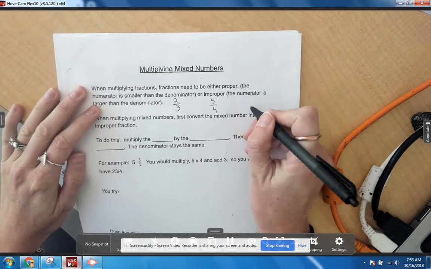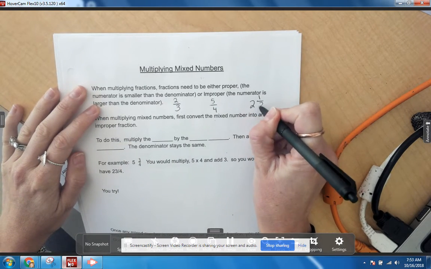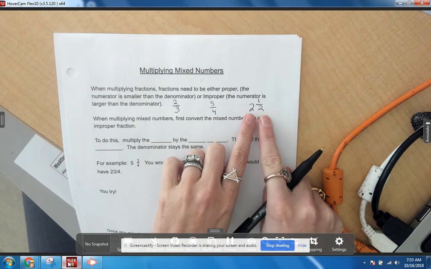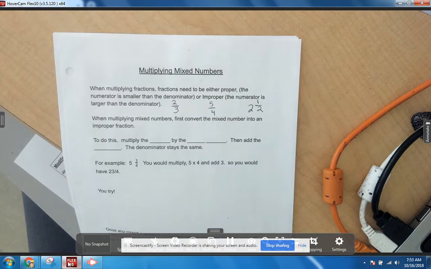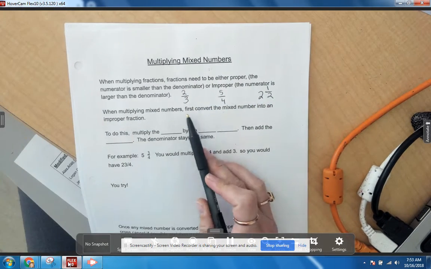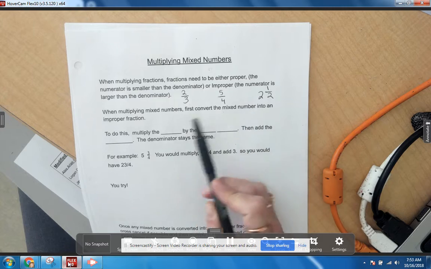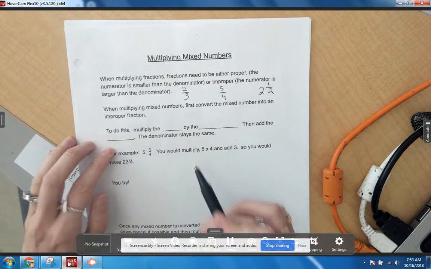Those are the ones that look like this. So when you have a whole number with a fraction attached, you cannot multiply these. You have to convert them into improper fractions. When multiplying mixed numbers, first convert the mixed number into an improper fraction. So here's how you do this.